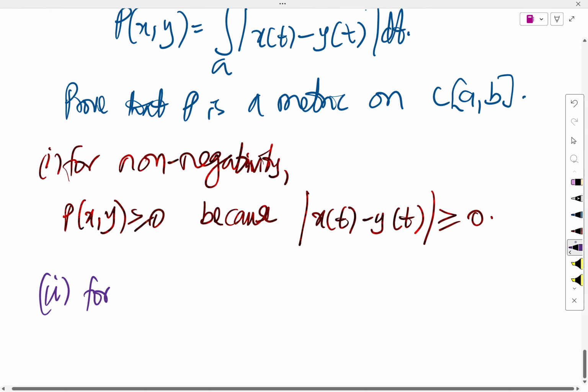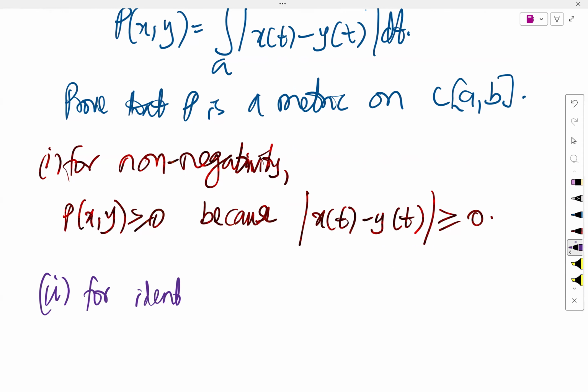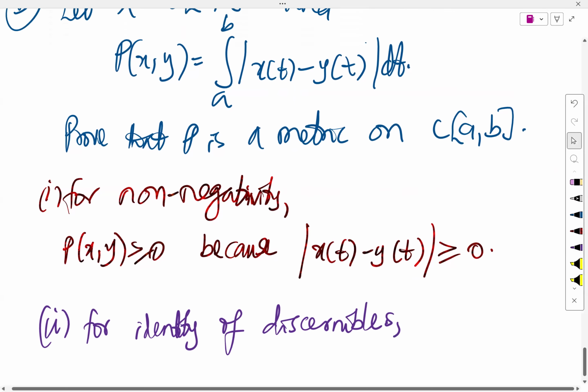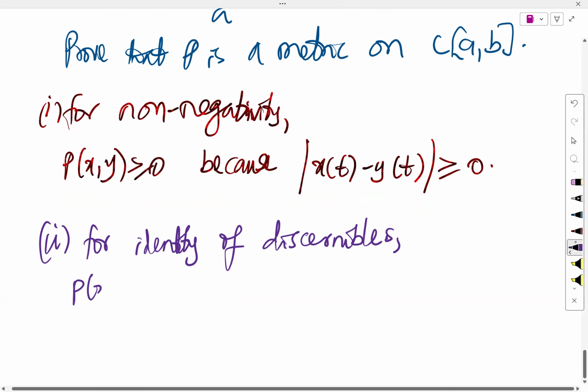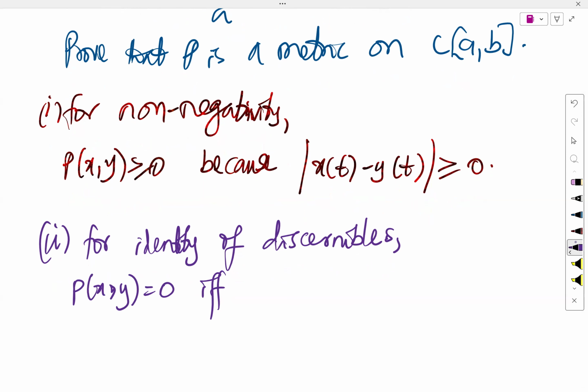And then we go for the next one, identity of indiscernibles, right? What that simply says is that P of xy is equal to 0 if and only if x is equal to y. So it means you prove it forward, you prove it backwards.